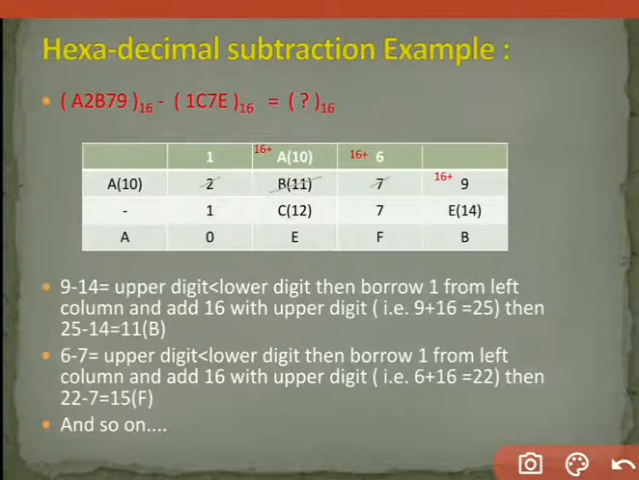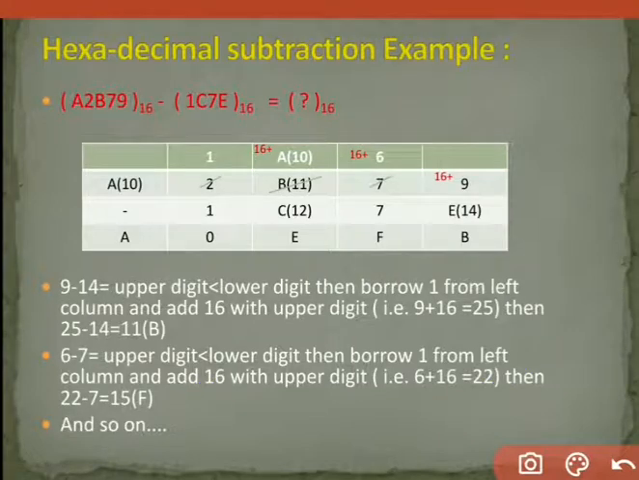What happens? See, next. Already it becomes 6. 6 is not capable to subtract 7. Then again what we have to do? We have to take borrow from our left column. It becomes A. And then we are adding 16 with 6. 16 plus 6 is 22. 22 minus 7 is 15. That's why I'm writing F here.